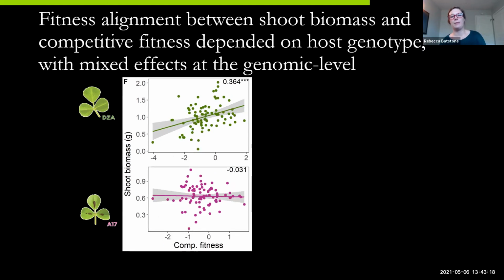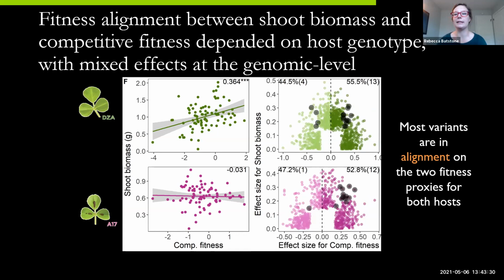When we regressed shoot biomass and competitive fitness, however, we found a positive correlation when traits were measured on DZA, but actually no correlation when they were measured on A17. And interestingly, at the genomic level, variants were mixed in their effects, whereby almost an equal proportion fell to the right or left of 0, despite the positive correlation at the organismal level for DZA. I guess it's important to note, though, that most pleiotropic variants did fall to the right of 0, suggesting that we are seeing a genomic signature of alignment overall.